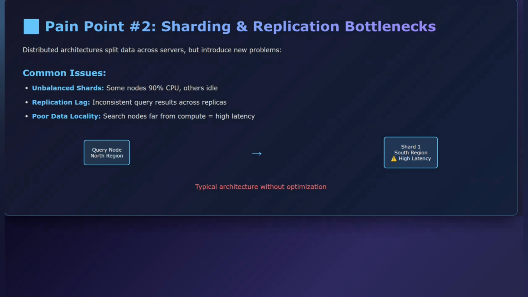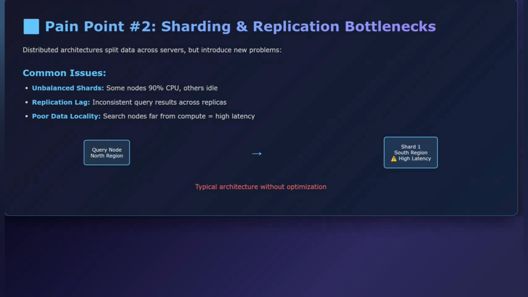Here's what typically goes wrong. Problem number 1, unbalanced shards. You randomly distribute vectors to servers, but vectors aren't uniformly distributed. Maybe all your vectors are about a specific topic that clusters together. Server number 42 gets way more queries than server number 23. Suddenly, server number 42 is at 90% CPU utilization, while server number 23 is sitting idle at 15%. Your bottleneck is that one hot server, and you can't scale horizontally anymore.